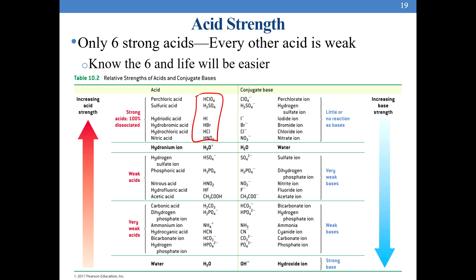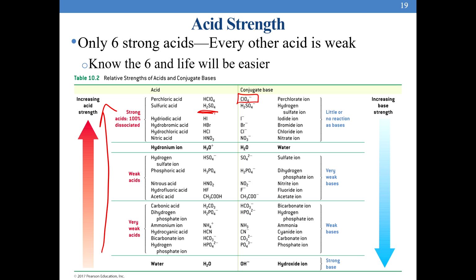memorizing just the formulas of the 6 strong acids and the 6 strong bases. And do you see a pattern? Okay, now we have one of the strong acids and his corresponding conjugate base. These arrows here show increasing acid strength, okay? So your perchloric acid is the strongest acid of the 6 strong ones that you need to memorize. Sulfuric acid is the second strongest.